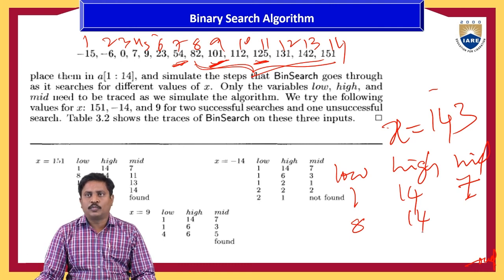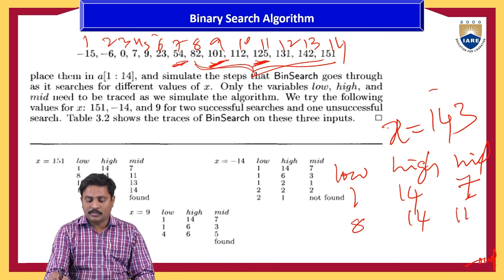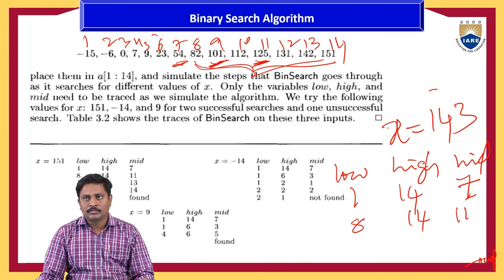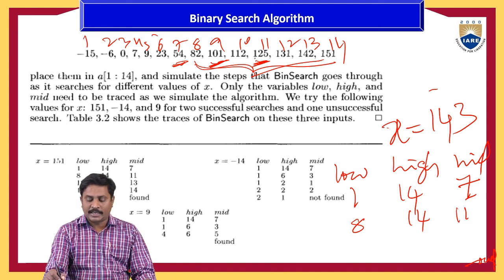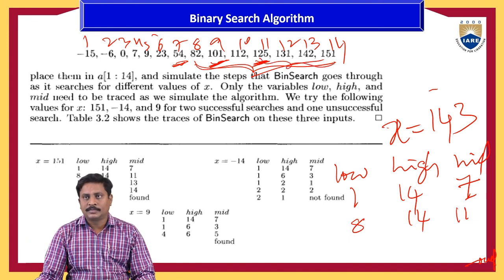8 plus 14 by 2. The mid value is 11. So A of 11 value is 125. 143 equal to 125? No. Now, it is not equal, so 143 is greater than 125. So it lies in the right subarray. The right subarray starts from mid plus 1 to high. So 11 plus 1 is 12.